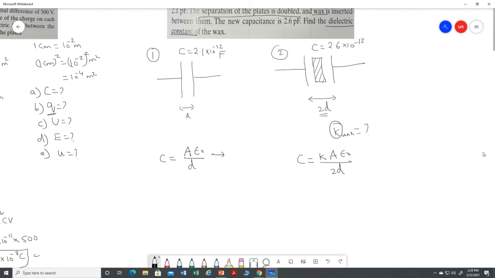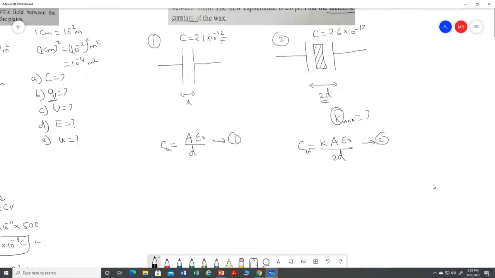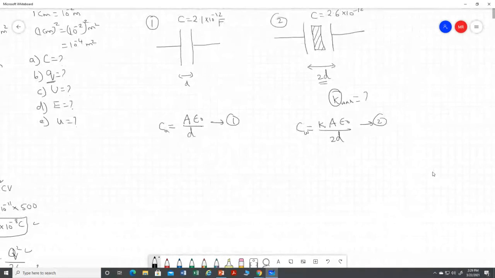So what I am going to do, this is my first equation, this is my second equation. This is with the air-filled capacitor, and this is the wax capacitor. Am I right? Yes. Okay, now we are going to find the value of K. So I am going to divide the second equation by the first equation.